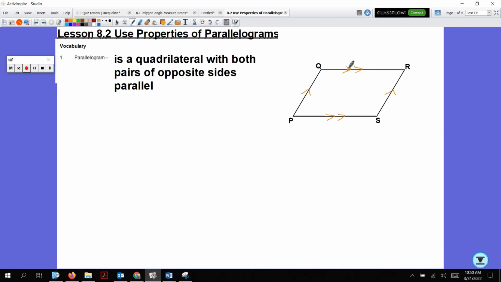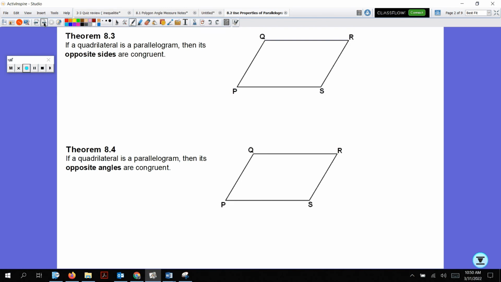Parallelogram. Woo, fancy. All right, let's check out the properties of parallelograms. In this theorem, if a quadrilateral is a parallelogram, then its opposite sides are congruent. The notation for congruency is just a little hash mark. So PQ is congruent to SR, and QR is congruent to PS. That is a fact. That happens for every single parallelogram. Kind of similar to a rectangle.